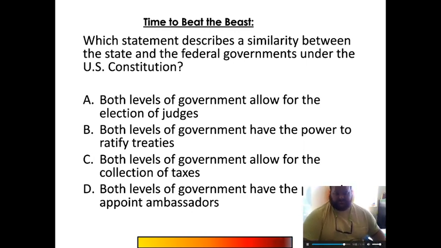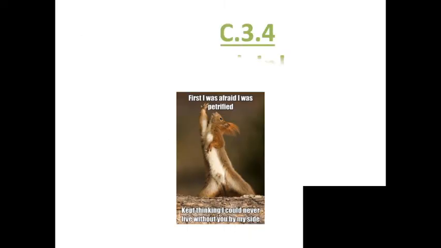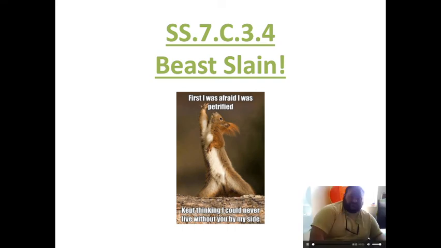All right, let's see how we did. A similarity. It's not A. It's not B. It's not D. Correct answer is C. Well done.